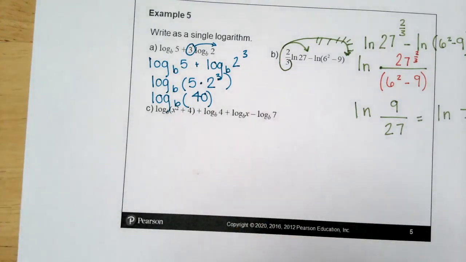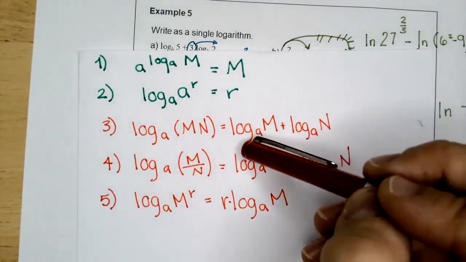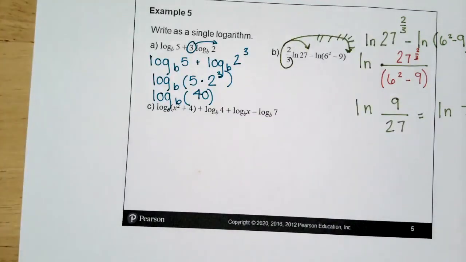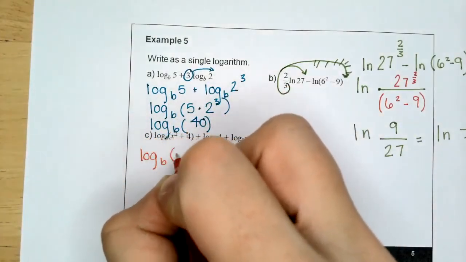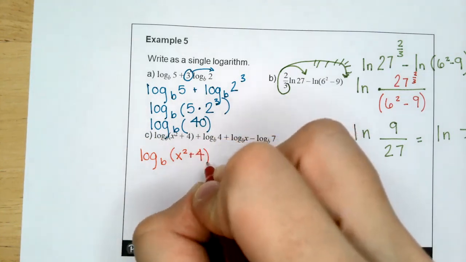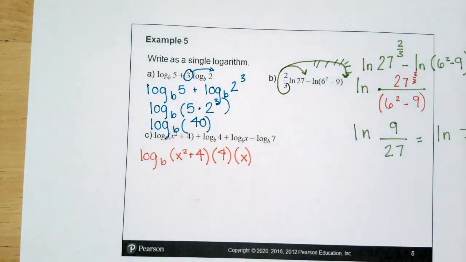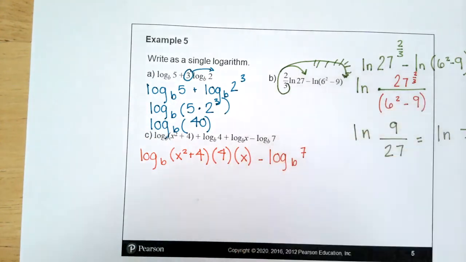Now log base b of x squared plus 4 plus log base b of 4 plus log base b of x minus log base b of 7. So that looks like a bunch of these. They're all addition. They all have the same base, so I can multiply them all together. So I'm going to rewrite it as a long multiplication. So now I have log base b of x squared plus 4 times 4 times x. See where I got each of those? Minus log base b of 7.